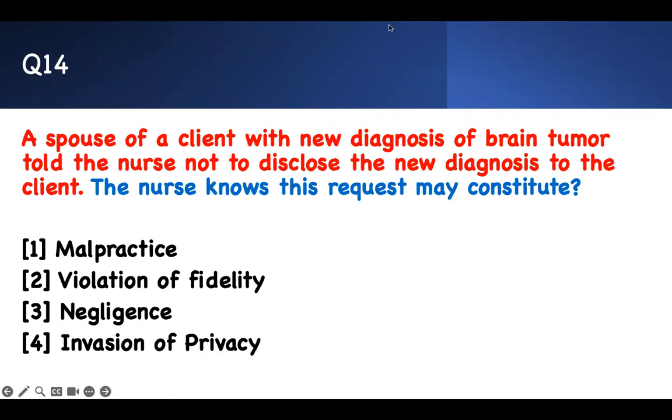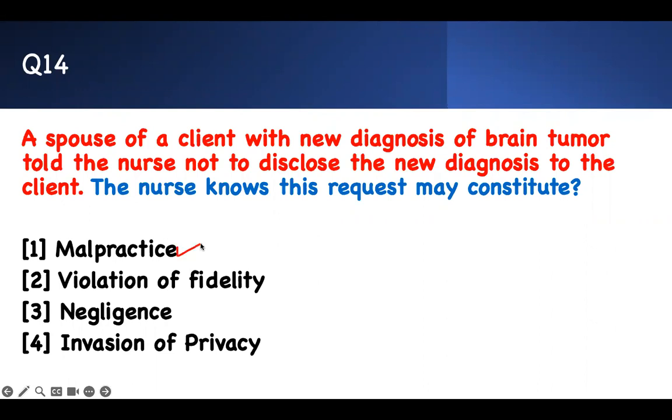This request may constitute what? A spouse of a client with a new diagnosis of brain tumor told the nurse not to disclose the new diagnosis to the client. What do you think is happening if you honor this request? Okay, somebody has a brain tumor diagnosis, and you don't want to tell the patient.